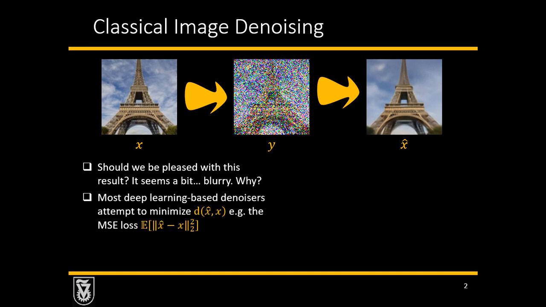Now, why is that? It's because most deep learning based denoisers today attempt to minimize some sort of distance between the reconstructed image and the original image. For example, most notably, the mean square error loss.